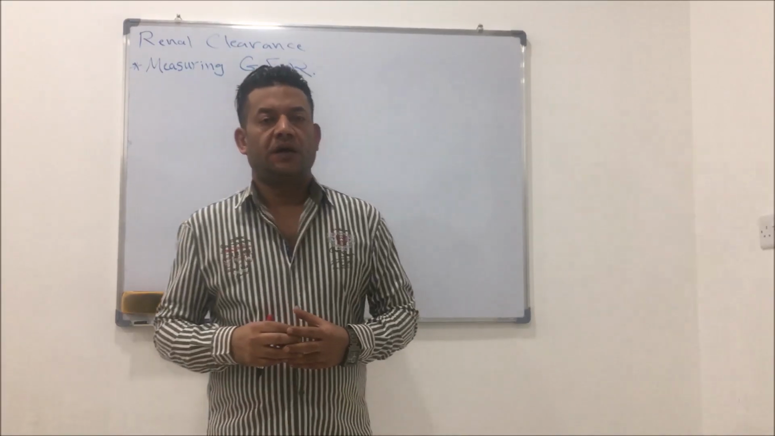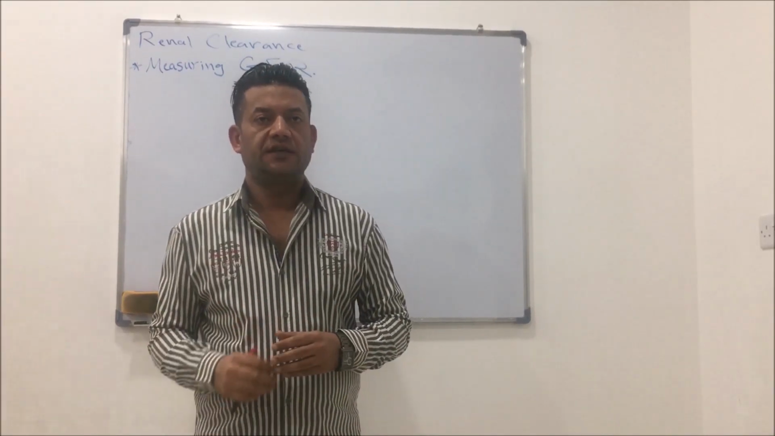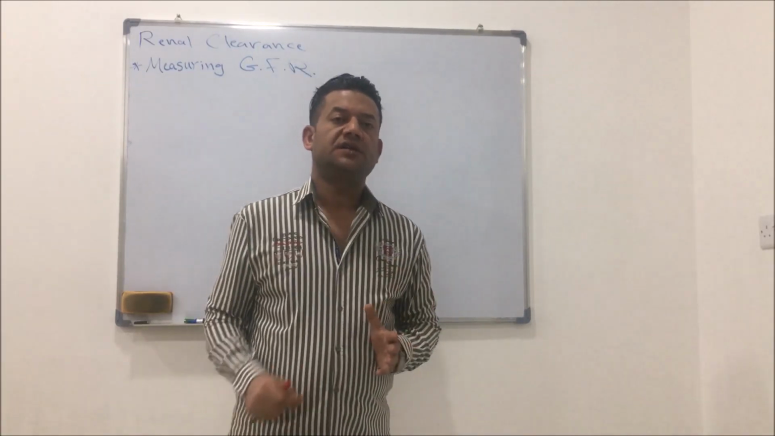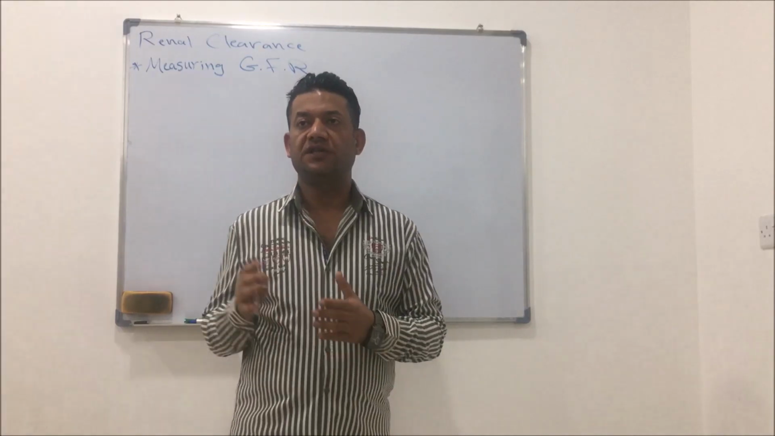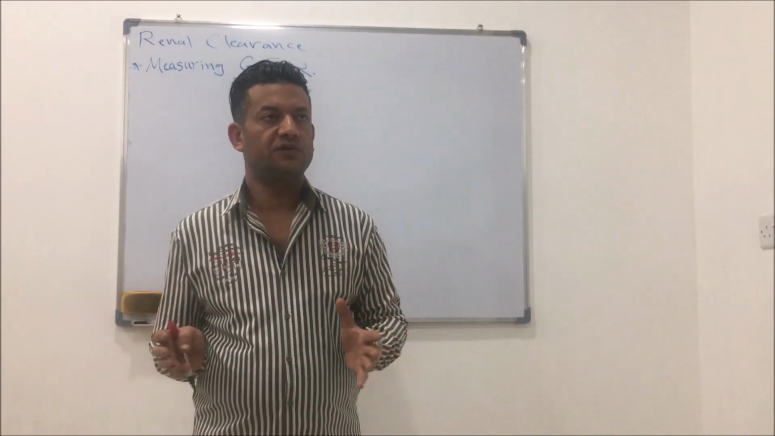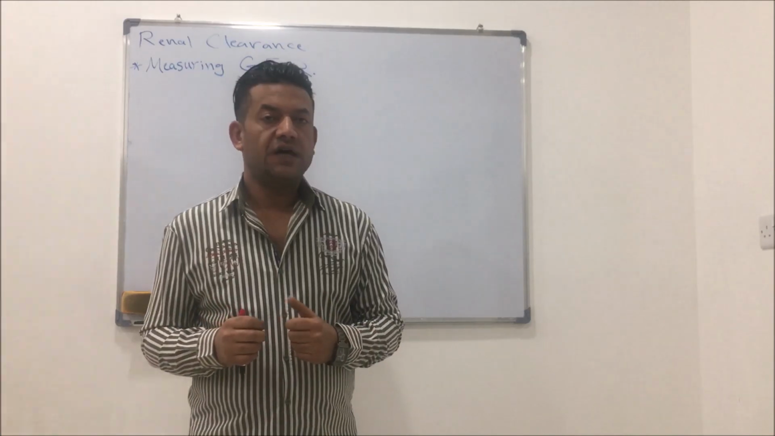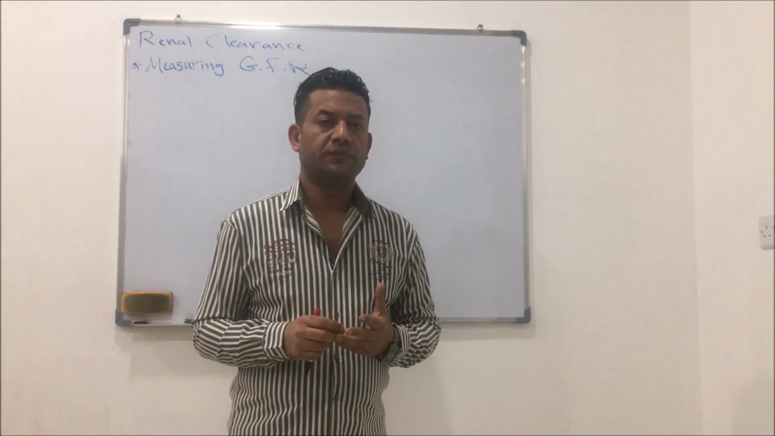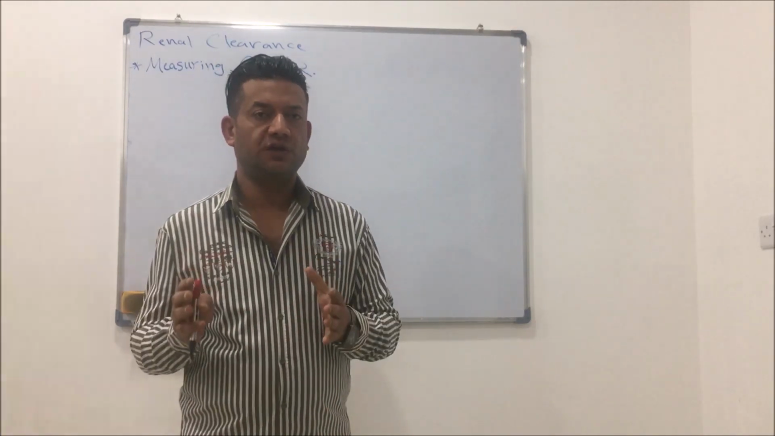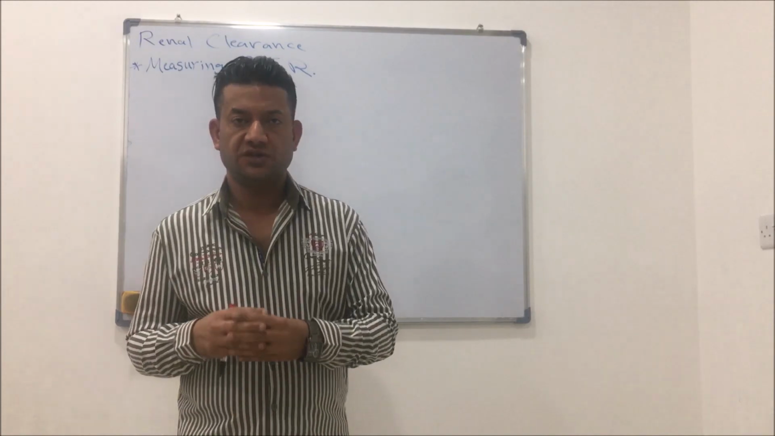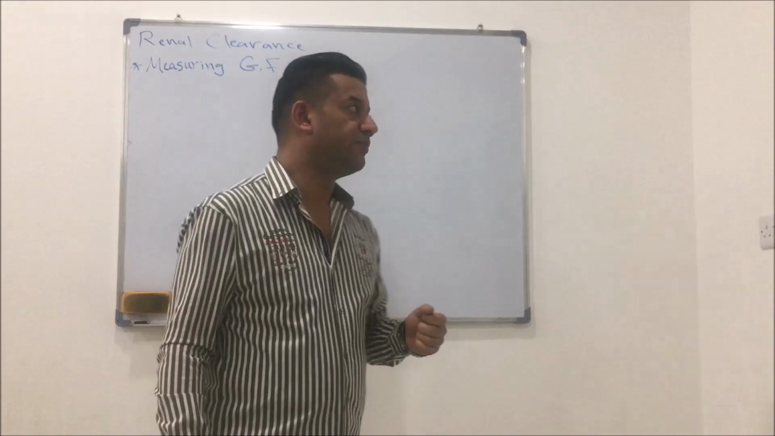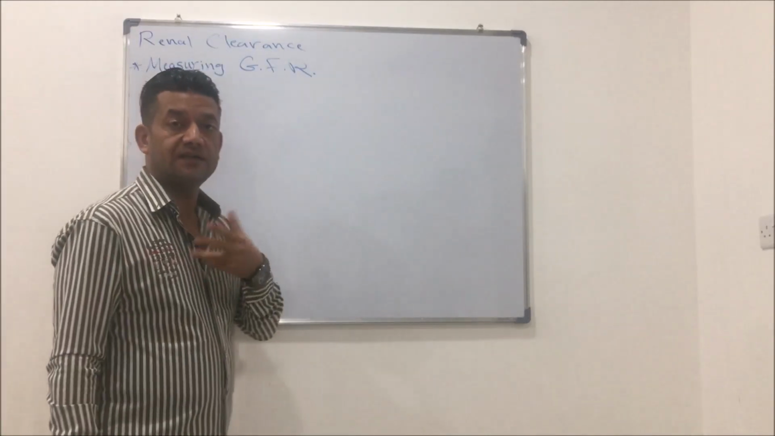Hello, our lecture today is about measuring the glomerular filtration rate. We can measure the glomerular filtration rate, or the GFR, depending upon the renal clearance of a substance. We have two ways to measure the GFR. The first method is the direct way, which is called the micropuncture technique, and the second way depends largely upon the renal clearance of a substance.